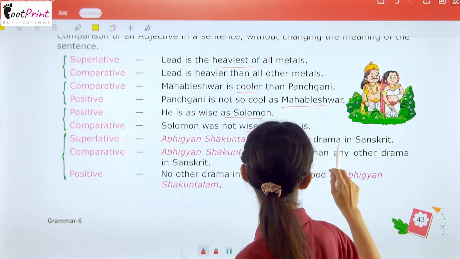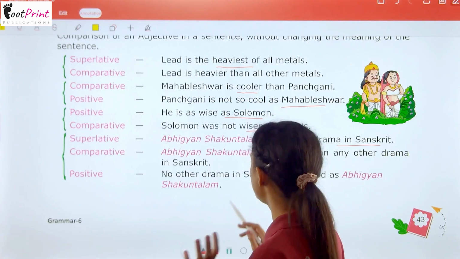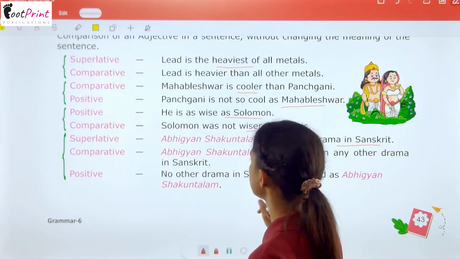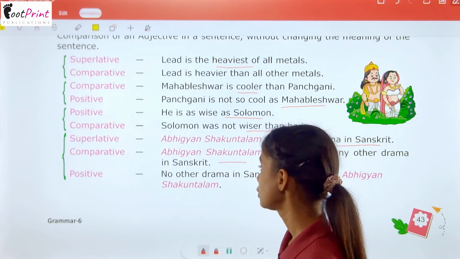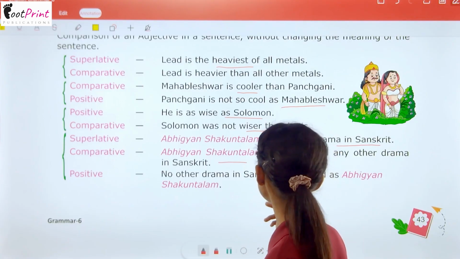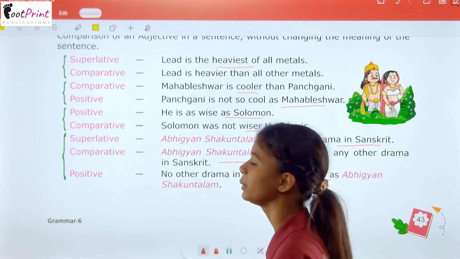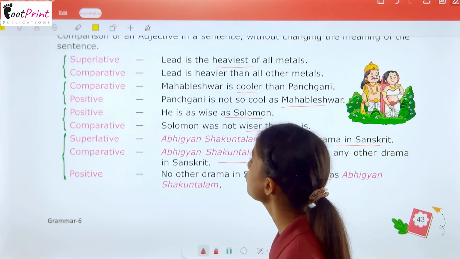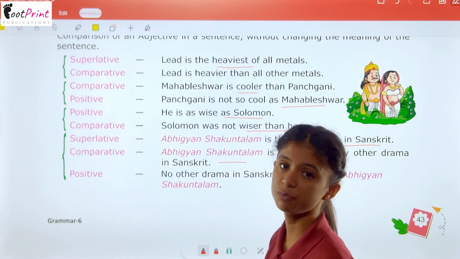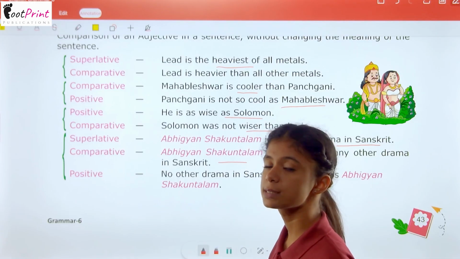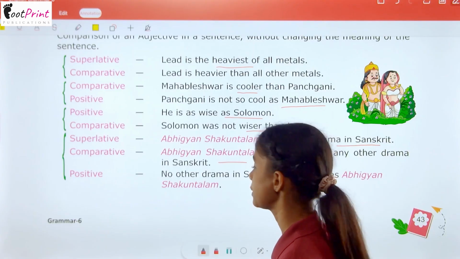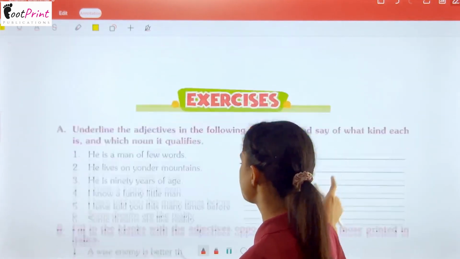Abhigyan Shakuntalam is the best drama in Sanskrit. Abhigyan Shakuntalam is better than any other drama in Sanskrit. No other drama in Sanskrit is as good as Abhigyan Shakuntalam. So here we are using the degree of comparison and we are interchanging them, and still the meaning of the sentence remains the same. So that's it for the chapter.